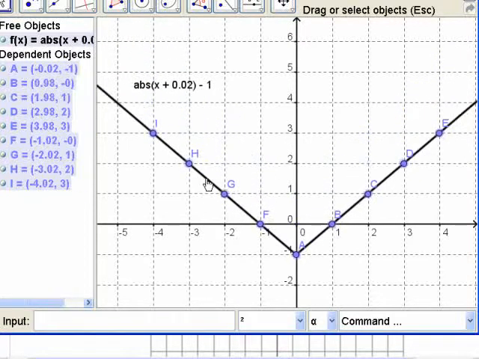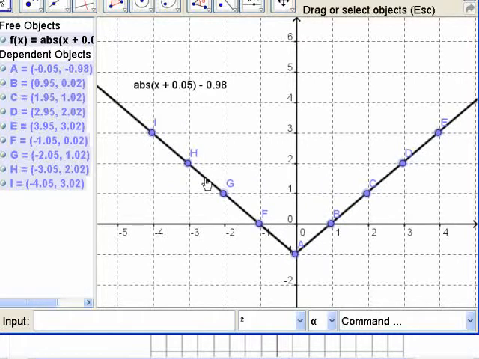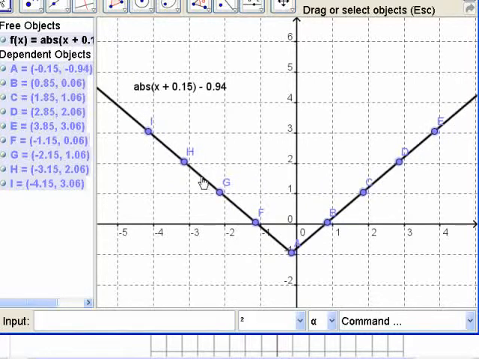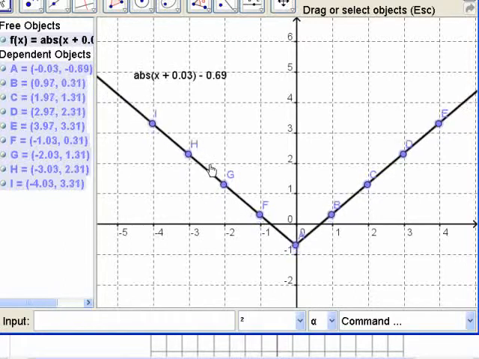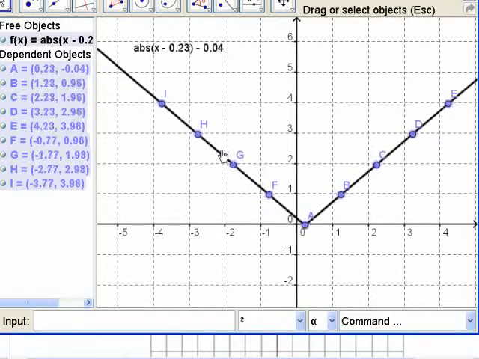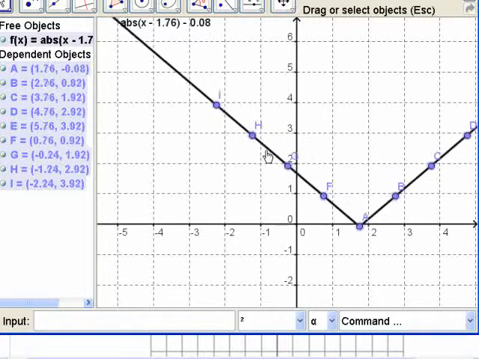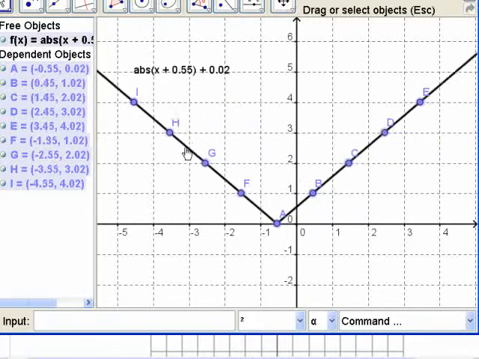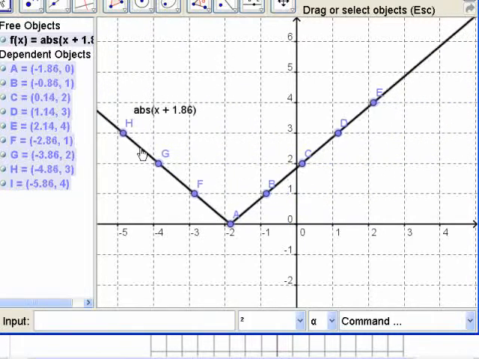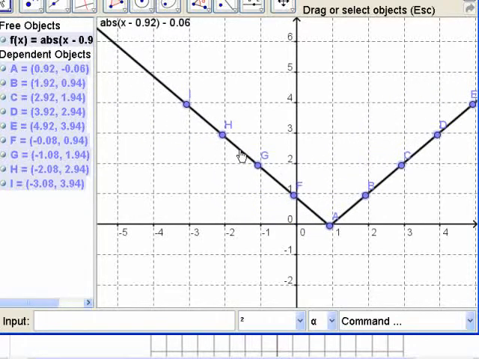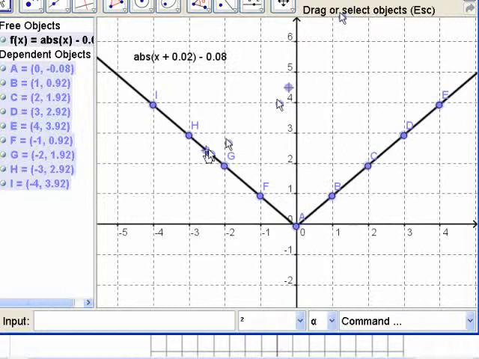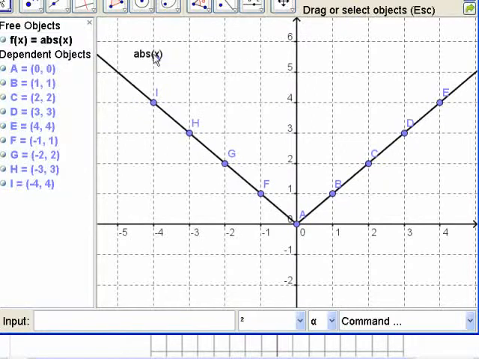If it was down here, absolute value of x minus 1. If I move it sideways, what happens to that equation? Okay, there's two things. If I move it sideways here, what changes about that? What value changes when I move it sideways? If I move it to the right, what happens to that function? What happens to the equation? Let's put it back to the middle here.